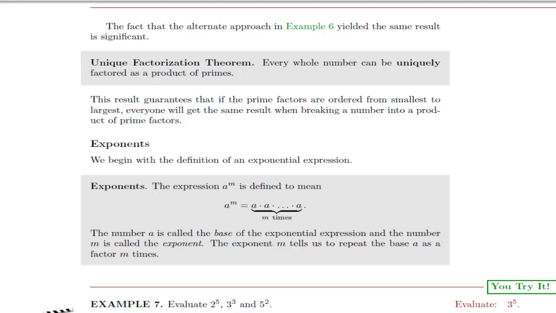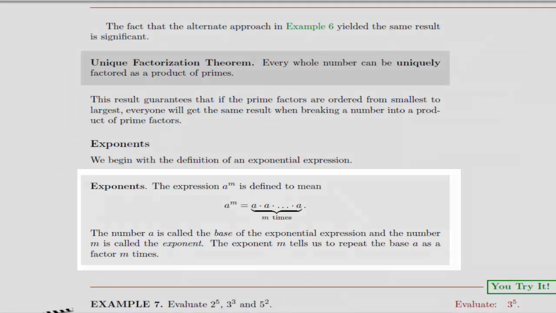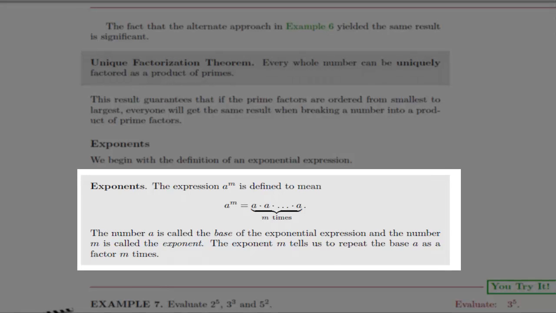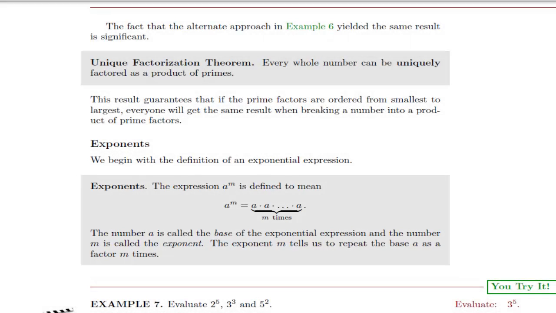Exponents. We begin with the definition of an exponential expression. The expression a to the m is defined to mean a times a, and so on, m times. The number a is called the base of the exponential expression, and the number m is called the exponent. The exponent m tells us to repeat the base a as a factor m times.